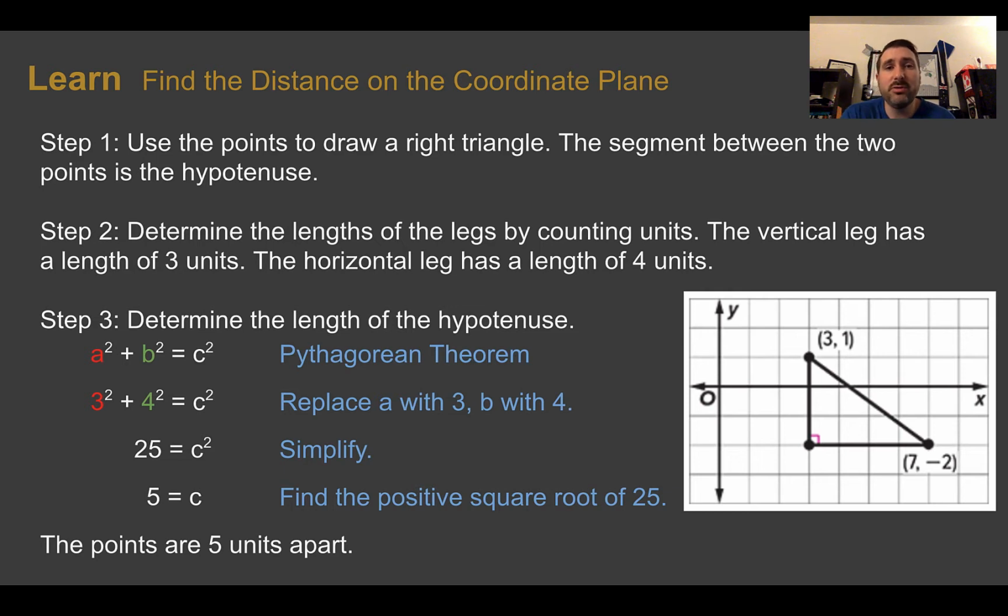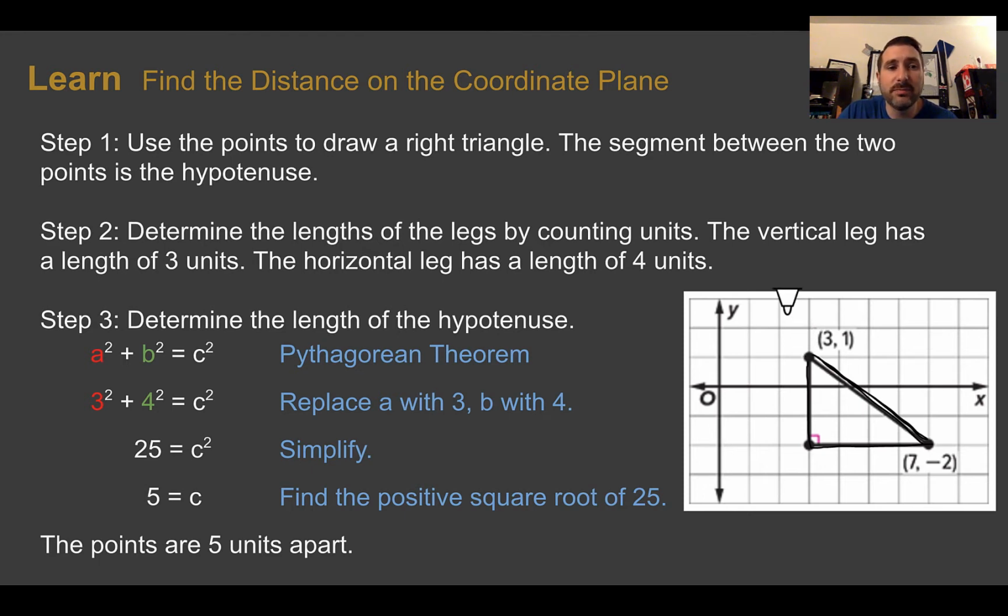So first, we're going to plot our points if they're not already, and then we're going to use those points to draw a right triangle. The segment between the 2 points is going to be the hypotenuse. So here we can see our hypotenuse is what's connecting those 2 points. And we made a right triangle out of it by following the grid.